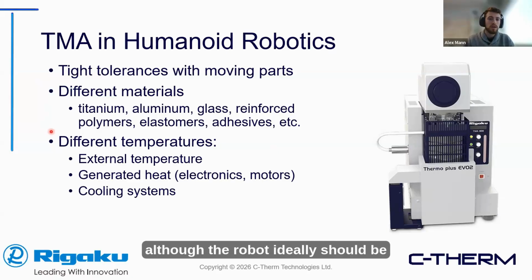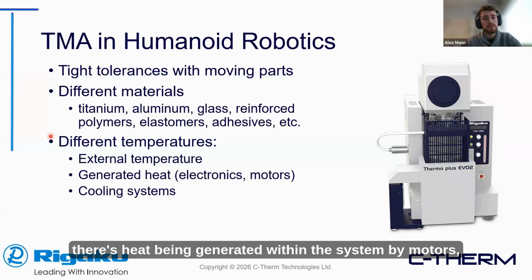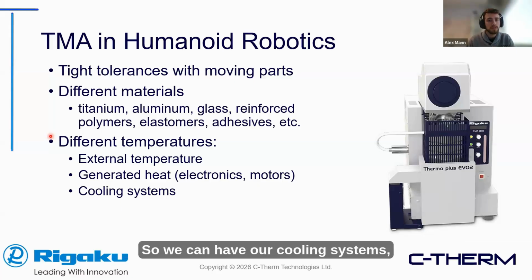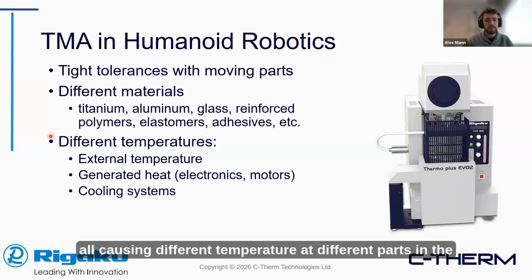Lastly, although the robot ideally should be around room temperature, we do have external temperature fluctuations. Also, there's heat being generated within the system by motors and electronics, and some of them have cooling systems. So our cooling systems, our heating, and our ambient temperature can all cause different temperatures at different parts of the robot. So it really needs to be accounted for.